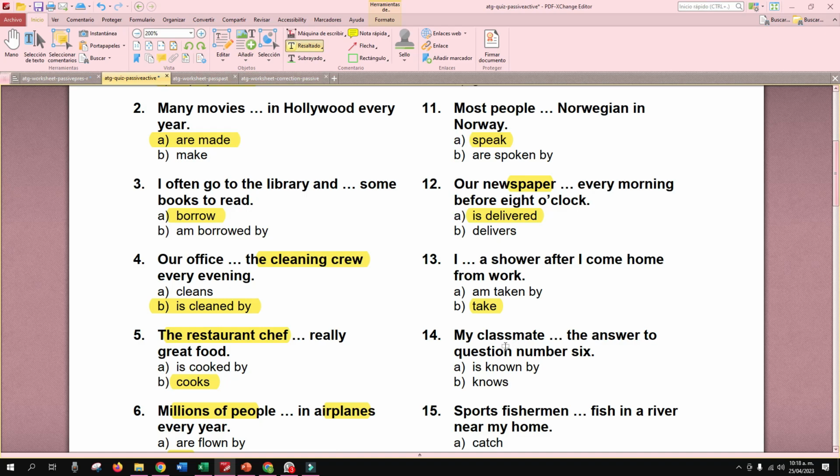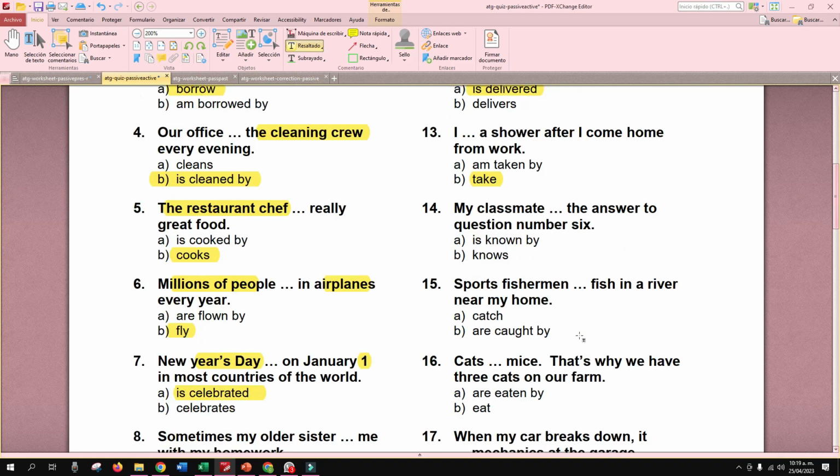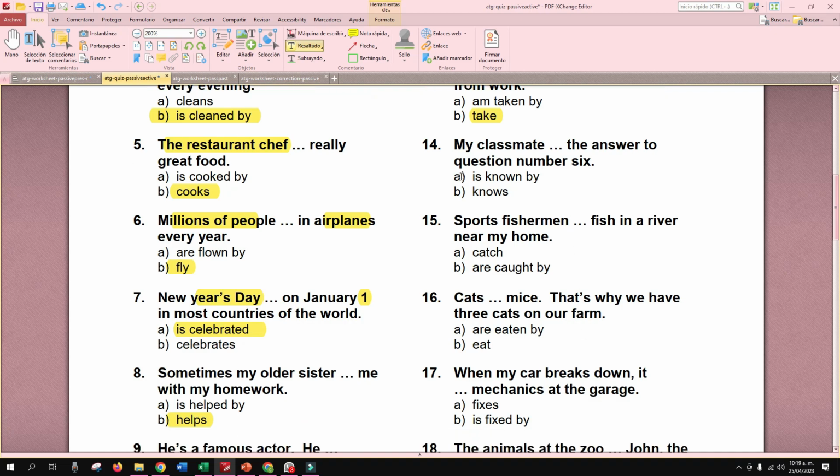14. My classmate knows the answer to question number 6. Is known by, or knows? Knows, right? Your classmate knows the answer. Excellent. Is that passive or active? Active. That's an active voice, right?